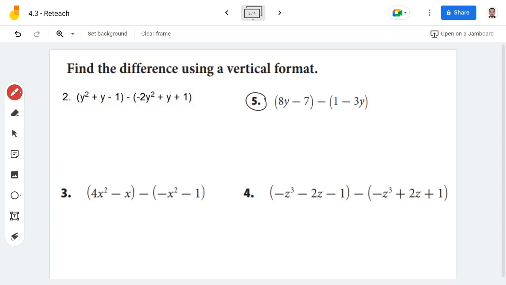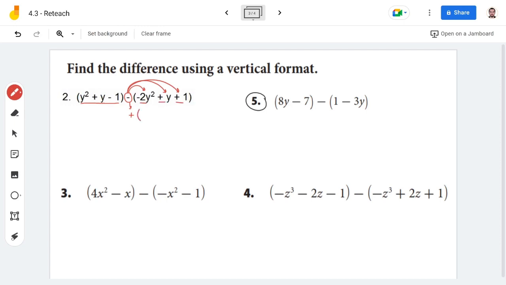So the first step here, we have a negative. So we have trinomial minus this trinomial. So the first step, we need to distribute the negative. So let's distribute the negative on the questions here. So we rewrite the question. So now we change the negative sign and we write positive, and we change every sign inside it here.